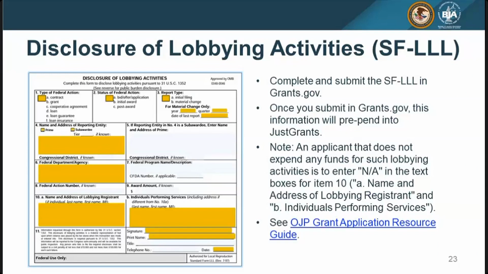Okay, one of the 2 forms completed and submitted in grants.gov is the disclosure of lobbying activities, or the SFLLL. Once it's submitted in grants.gov, the information will append into JustGrants. Please note that if your organization does not expend funds for such lobbying activities, please just enter an NA for questions 10A and 10B.